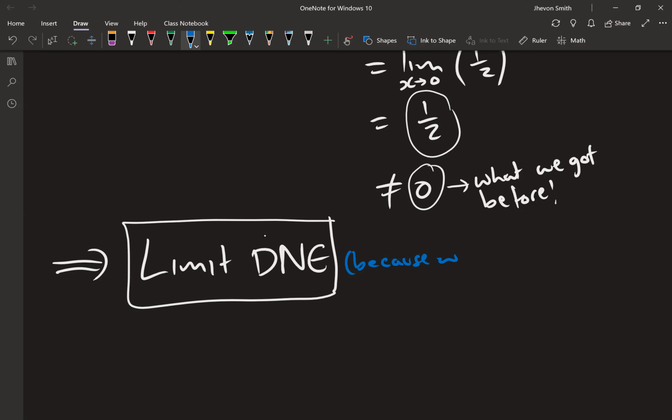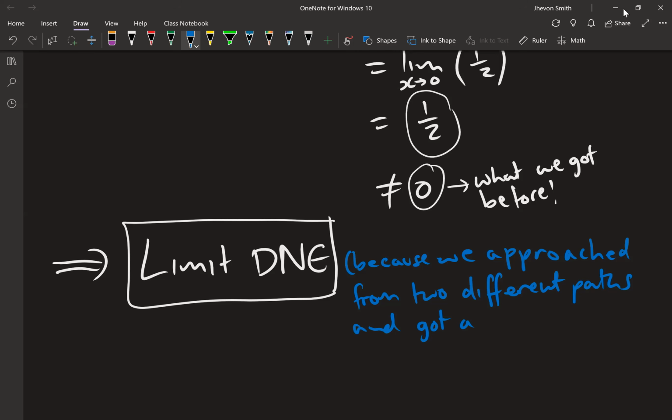Because we approached, yeah. You've never been so happy to get something to not work out, right? Like, I'm so happy it didn't work out. It's like, yay. Because we approached from 2 different paths and got a different answer. So this is kind of like your left and right hand limits not giving you the same result in Calc 1. That's bad.